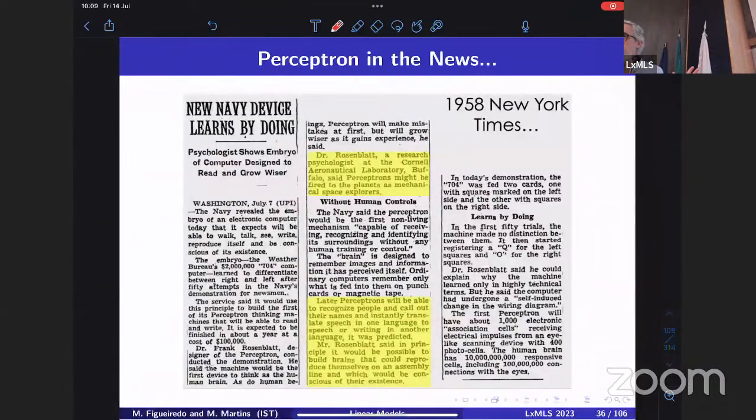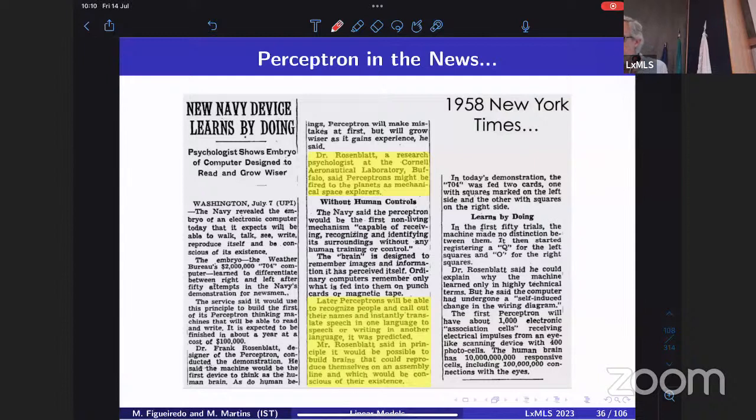And the hype was at least as big as today with ChatGPT. It says stuff like, as you can read in the blue, I don't know if you can read it. Can you read it? Perceptrons will be able to recognize people and call out their names and instantly translate speech in one language to speech or writing in another language. Mr. Rosenblatt said, in principle, it would be possible to build brains that could reproduce themselves on an assembly line and which would be conscious of their existence.